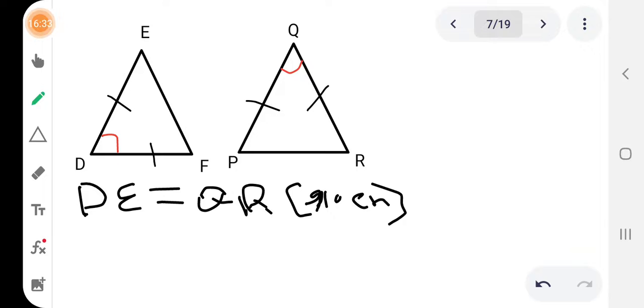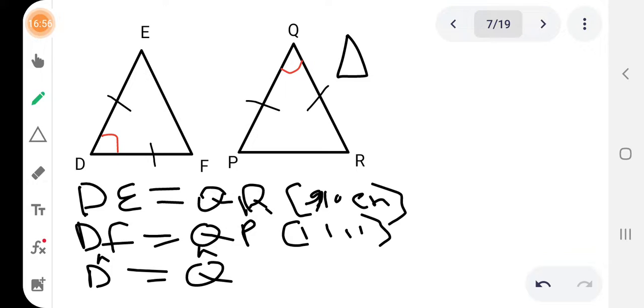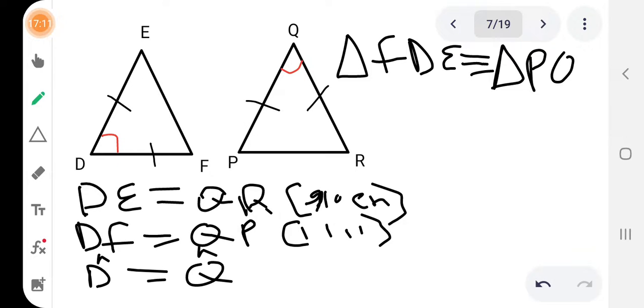Given. Okay, and also DF is equal to QP. Your reason is also given, and angle D is equal to angle Q. So therefore, triangle FDE is congruent to triangle PQR. Remember F.